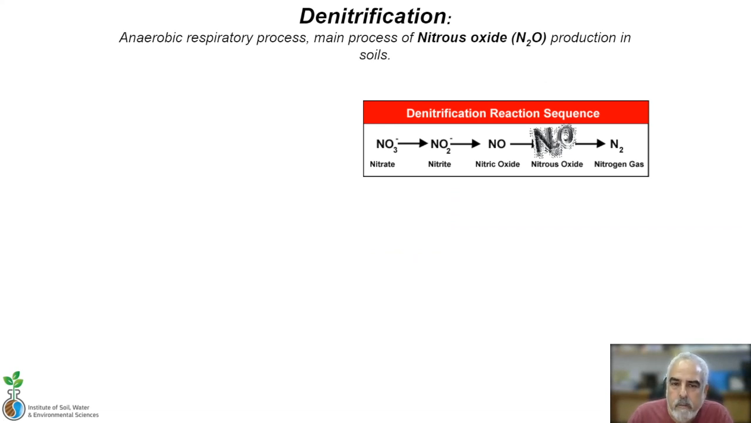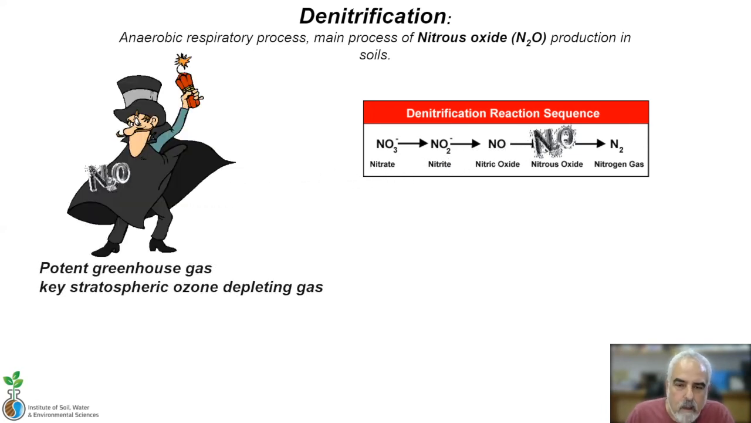I said it's an anaerobic respiration process, and it's the most important producer of nitrous oxide. And this is the whole process. And nitrous oxide is actually the villain in the story because it's a very potent greenhouse gas. It's up to almost 300 times worse than CO2 as a greenhouse gas, and it's also damaging the ozone layer. So it's really a bad gas, and we don't want to have it emitted from the soil to the atmosphere.